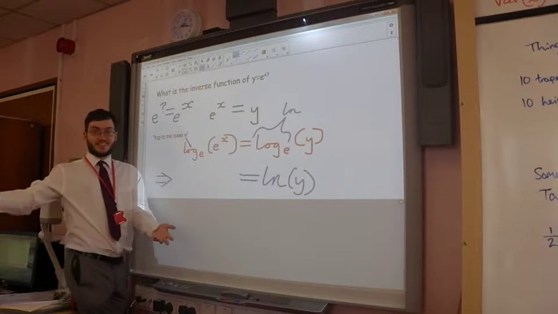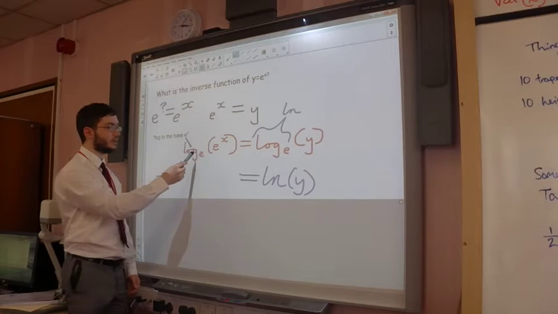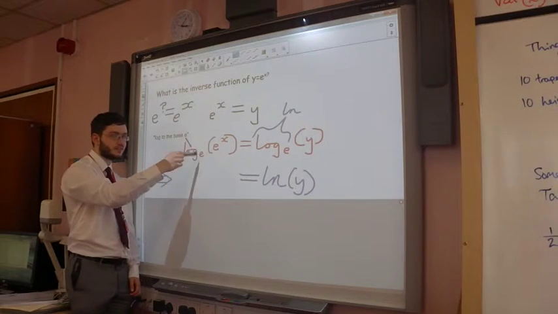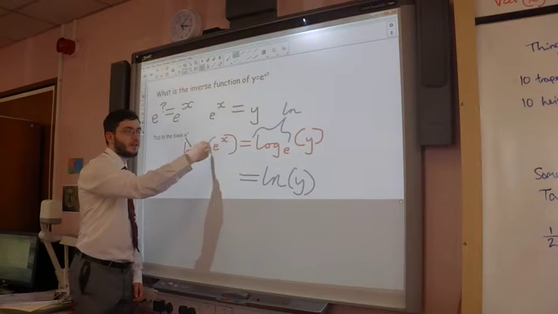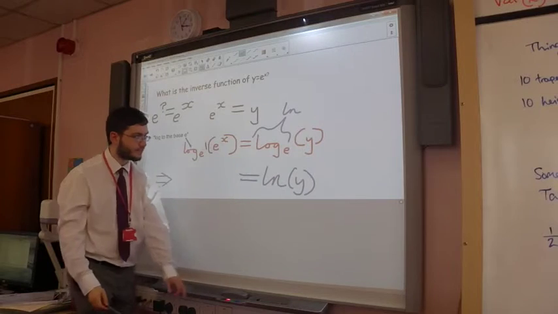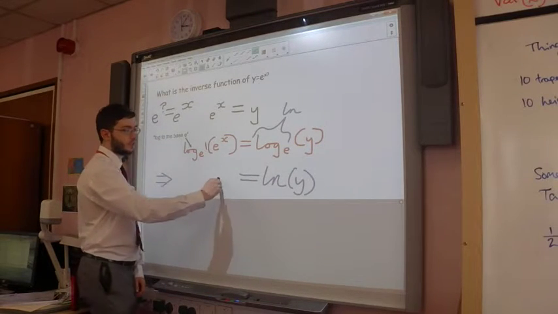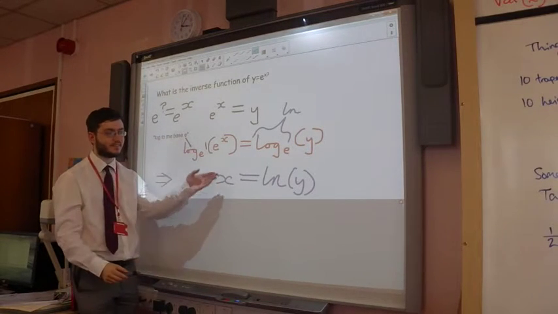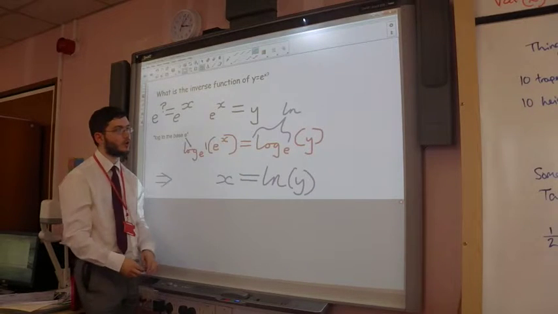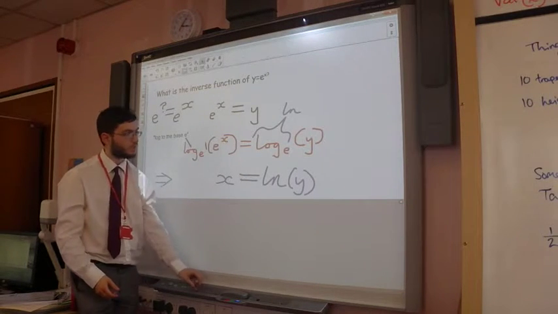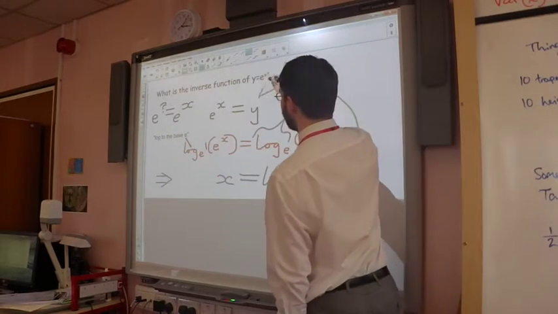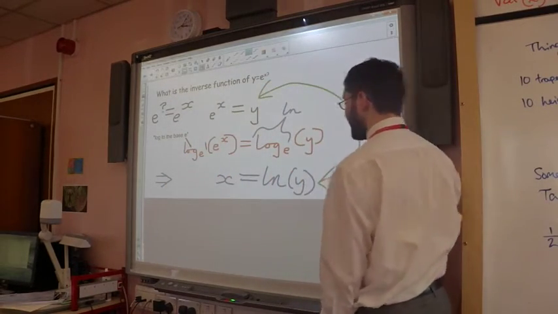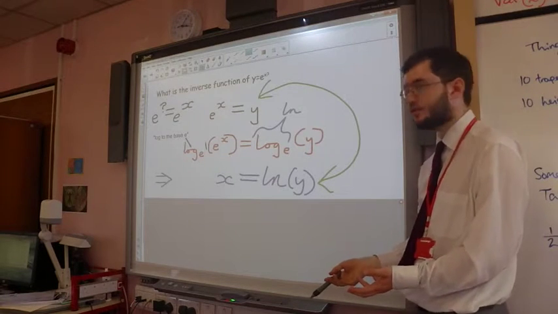X! That's literally it. So, remember, a log is asking the question, what power of the base number gives us our answer? In this case, it's just x. So we've got x equals the natural log of y. So we have this lovely relationship between them that you can find visually or find by using the logarithm laws.